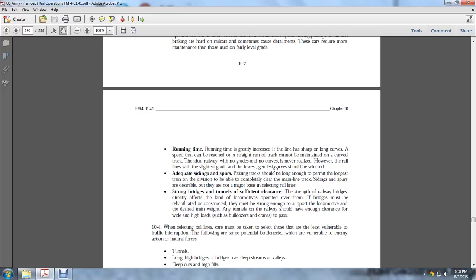Strong bridges and tunnels of sufficient clearance. The strength of the railway bridges affects the kind of locomotives operated over them. The bridges must be rehabilitated or constructed so that they are strong enough to support the locomotive's desired train weight, and any tunnels of the railway should have a clearance wide enough for heavy loads such as bulldozers and cranes to pass.